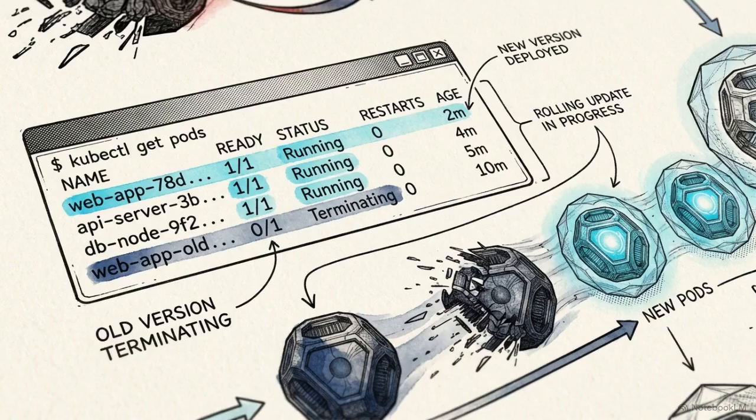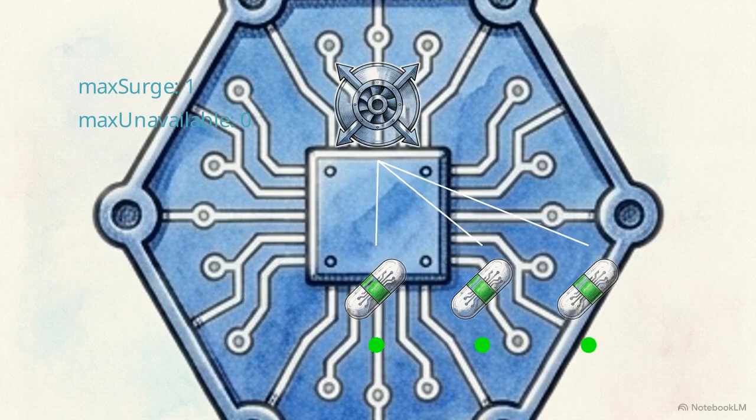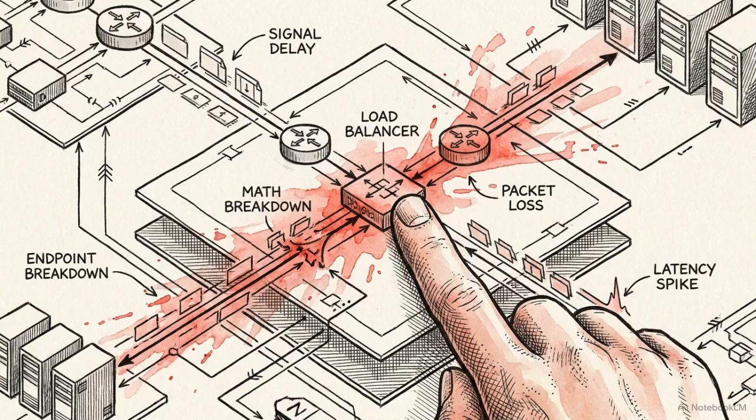With the artifact secured, we hand it to the Kubernetes scheduler via a deployment manifest utilizing a rolling update strategy. This diagram illustrates a rolling update, where maxUnavailable is set to 0 and maxSurge is set to 1. This configuration guarantees cluster compute capacity never drops during a replica transition. The new pod must prove it is ready before an old pod is asked to shut down.